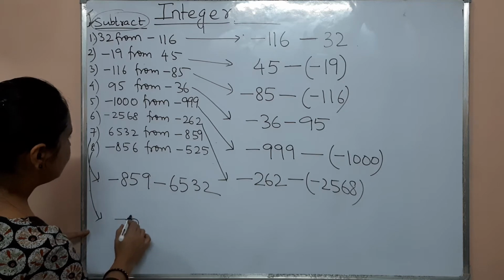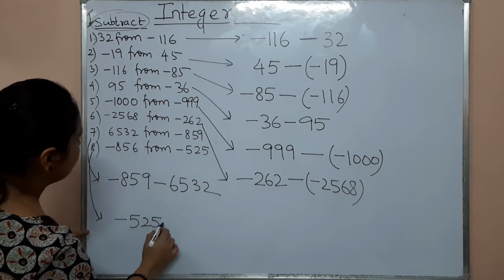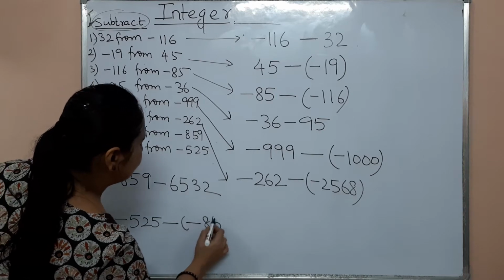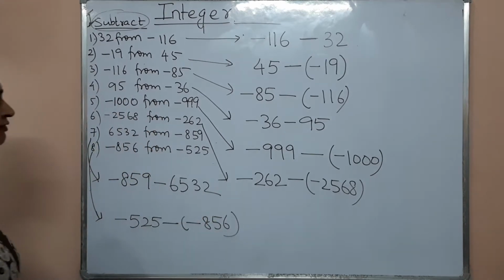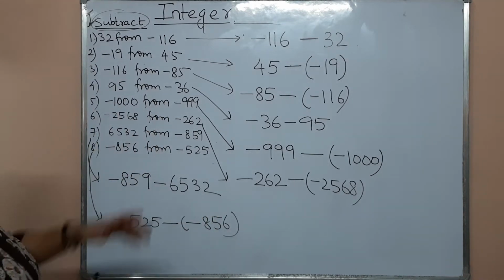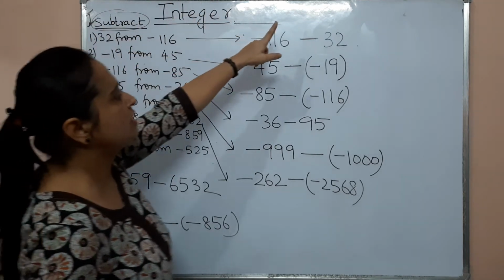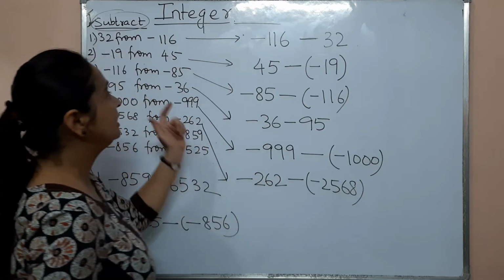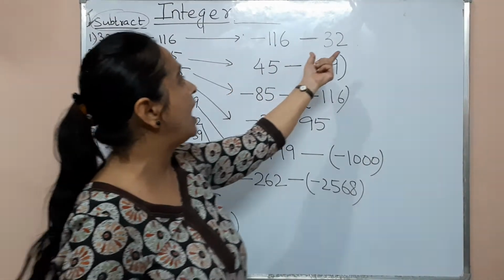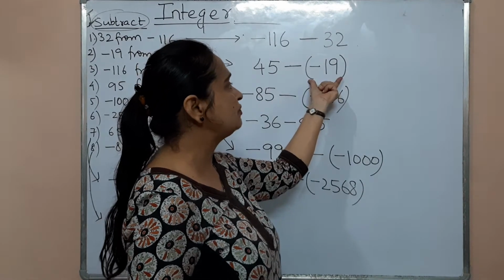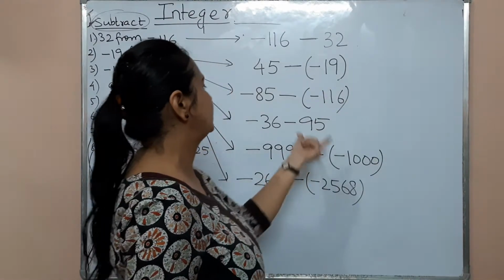From 525, we have to subtract a negative number, 856. So this is how we have to write our first step. The first thing is, we have to convert these English statements into mathematical statements, and you can see the difference. If you have a positive number, you directly write it down. If you have a negative number, enclose it within the bracket.